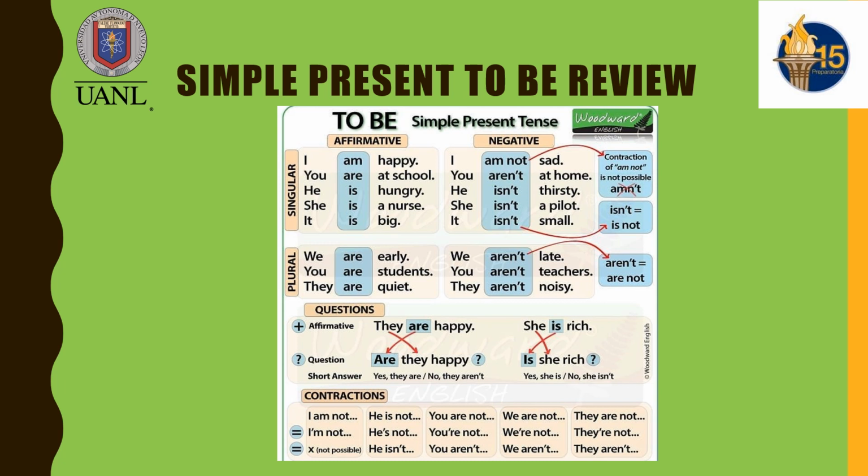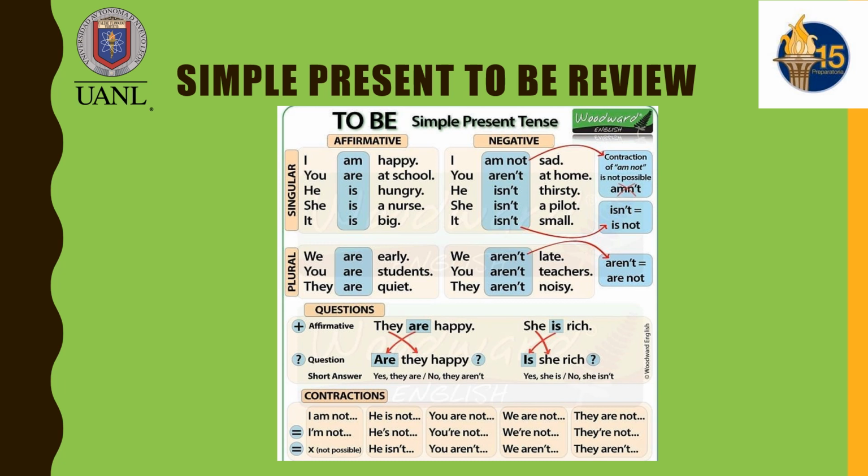Okay, so let's start with the first topic, simple present tense with the verb to be. You have to remember that you're going to use the personal pronouns I, you, he, she, it, we, you, they. And also the verb to be is going to be divided into three parts: am, are, and is. So you have to remember the rules. I recommend you check the notes from your notebook, so it's going to be easier to understand. And then you have happy, at school, hungry, a nurse, and big.